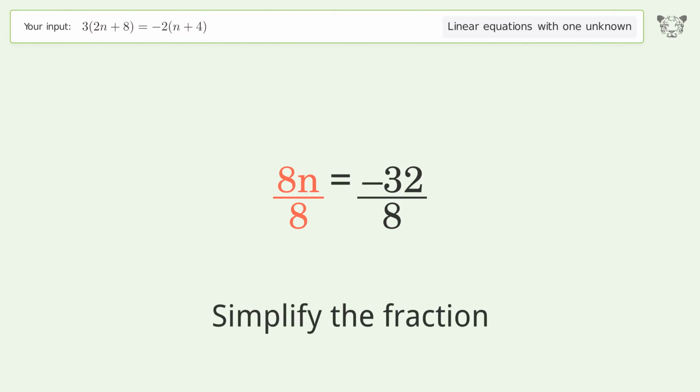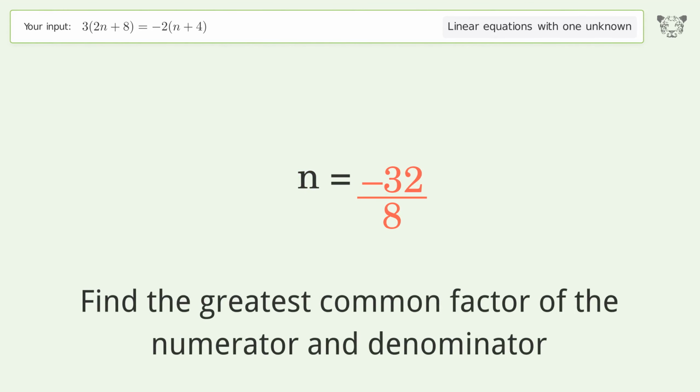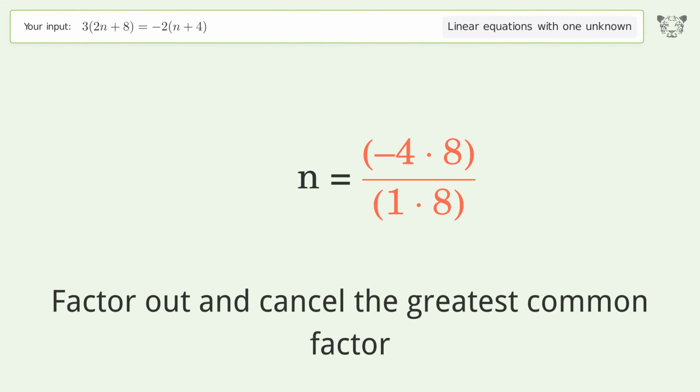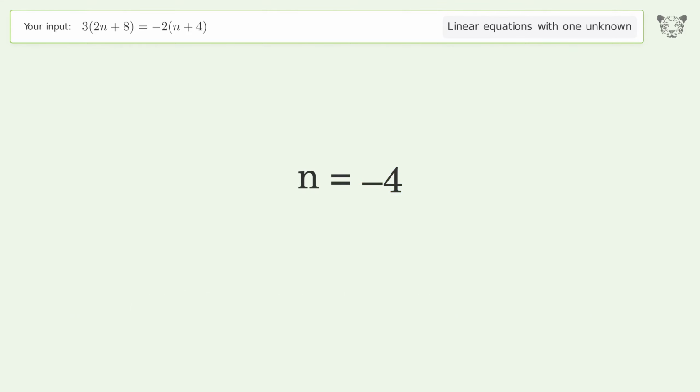Simplify the fraction. Find the greatest common factor of the numerator and denominator. Factor out and cancel the greatest common factor. And so the final result is n equals -4.